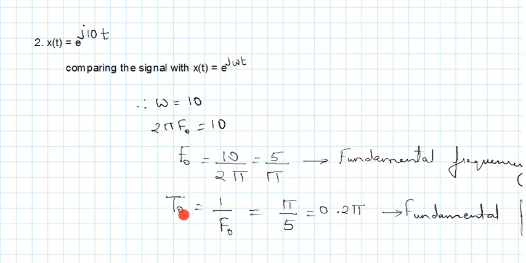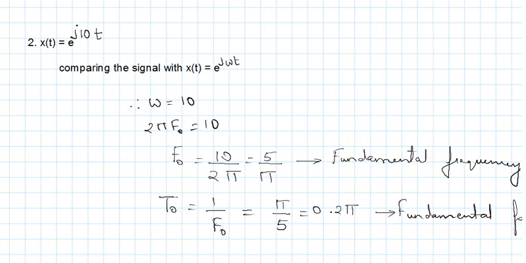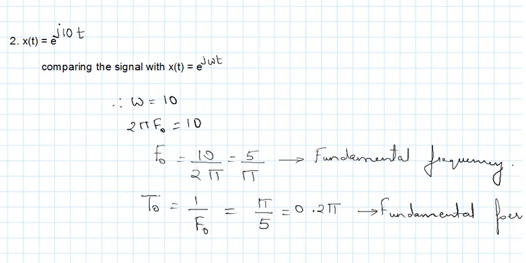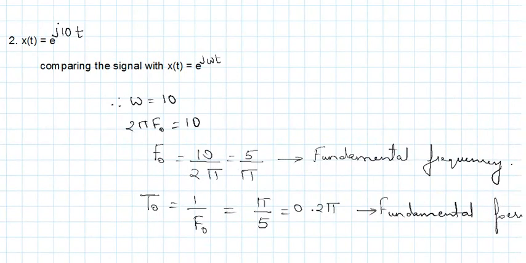How do we calculate the fundamental period? We calculate the fundamental period by taking the inverse or reciprocal of f naught. So T naught is 1 by f naught. So I take the reciprocal of this, and I get 5 by pi by 5, which is nothing but 0.2 pi, the fundamental period of the signal. So this way we have found the fundamental frequency and fundamental period of the given signal.